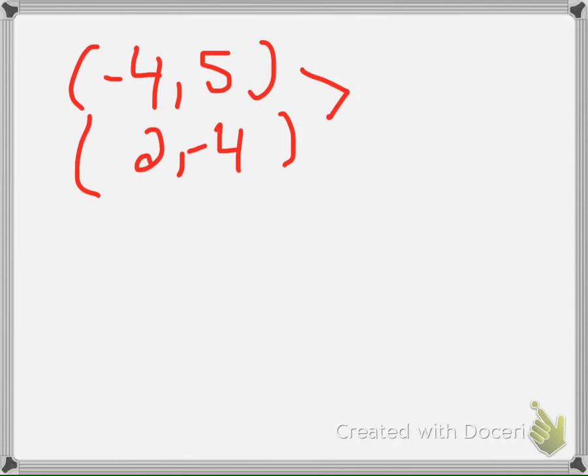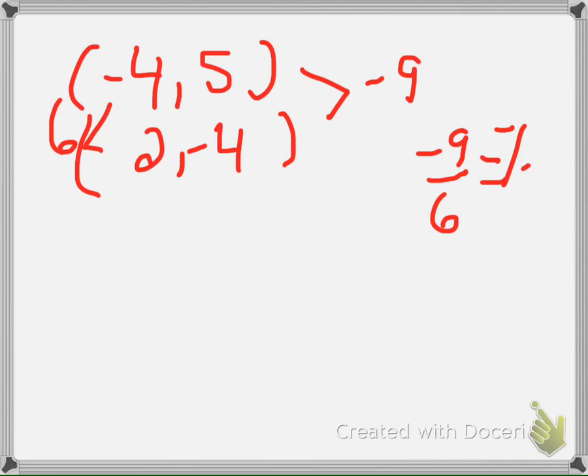And here we go. 5 to -4 is -9. -4 to 2 is +6. Change in y over change in x. If you do -9 divided by 6 on your calculator, you're going to get -1.5. So we have y equals -1.5x. Fix the screen there.